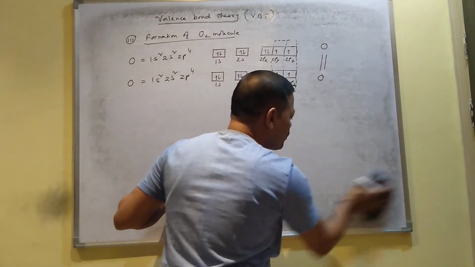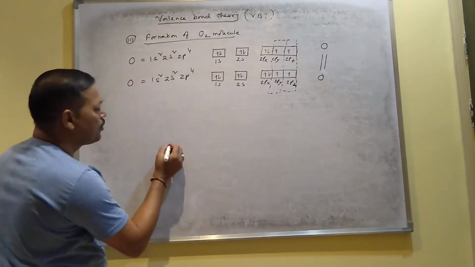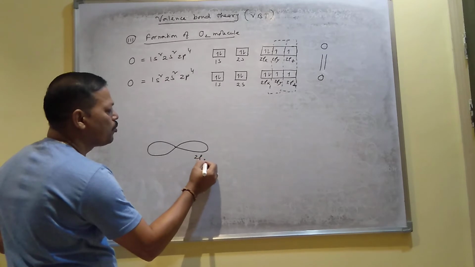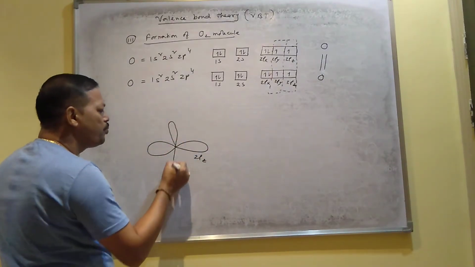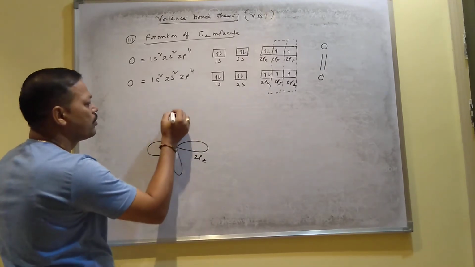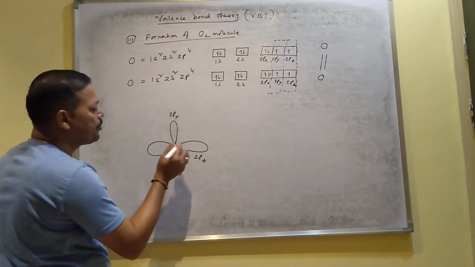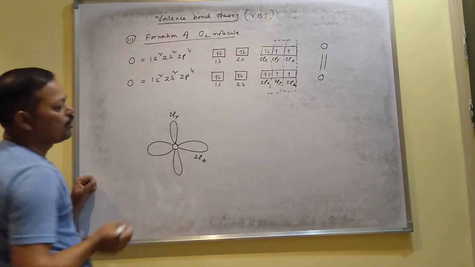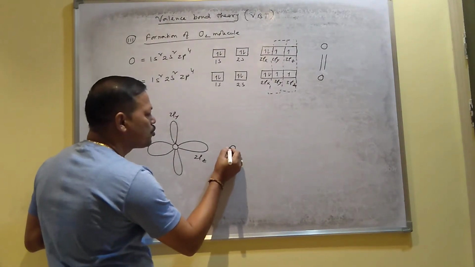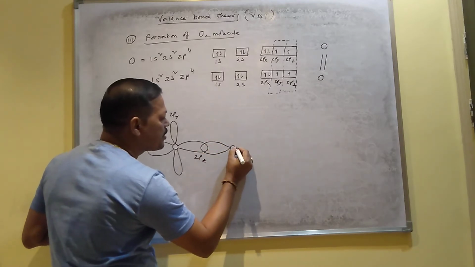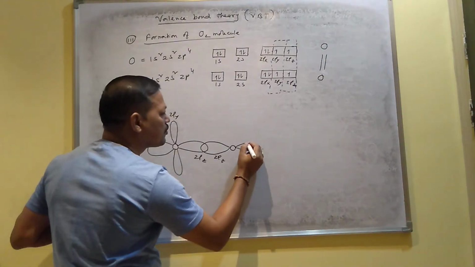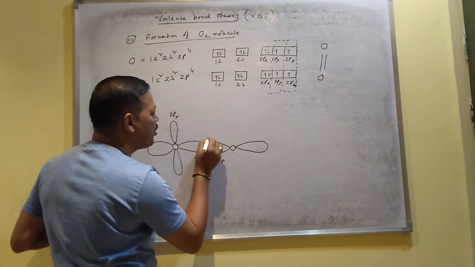So now, if you want to draw the diagram, this is 2pz orbital for one oxygen, and this is 2py orbital of the first oxygen. Here you can write oxygen O atom. These are the orbitals of oxygen. Similarly, this is another oxygen. Its 2pz overlaps with this 2pz like this. This is called 2pz overlap. And head-on overlap takes place. That's why they will produce a sigma bond.